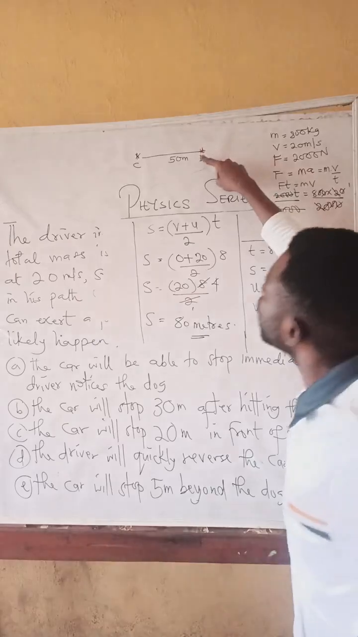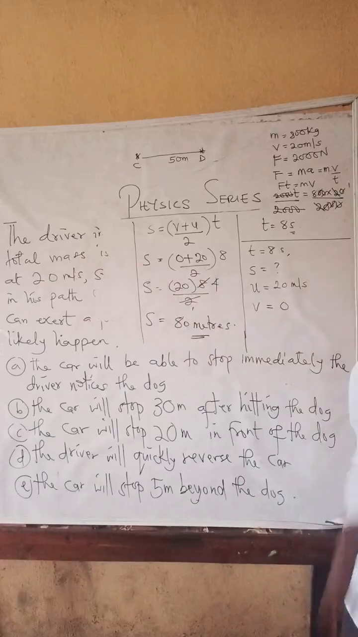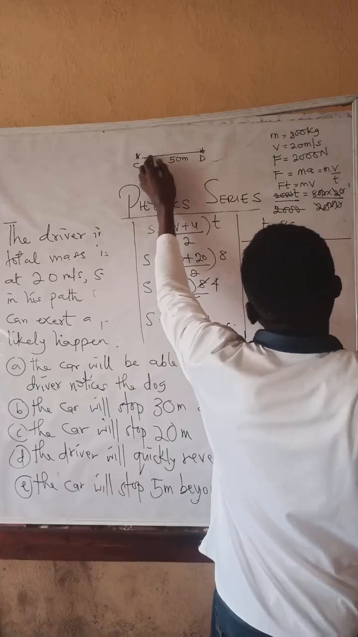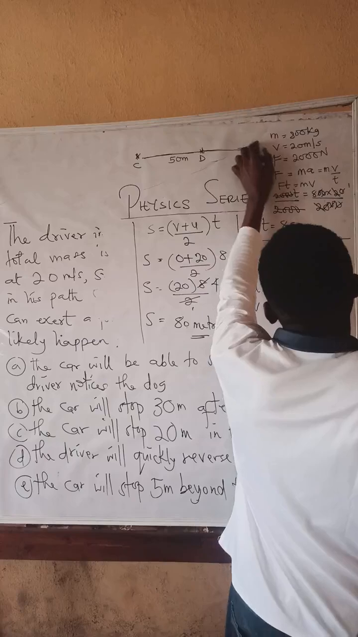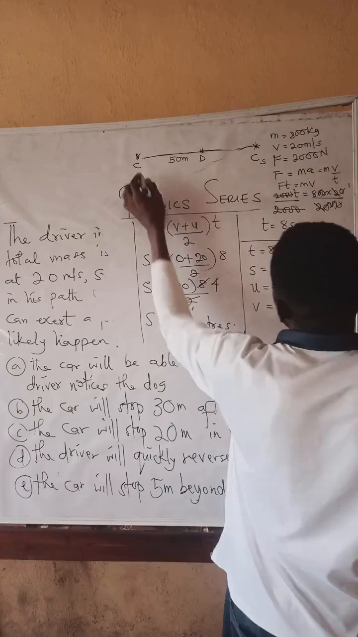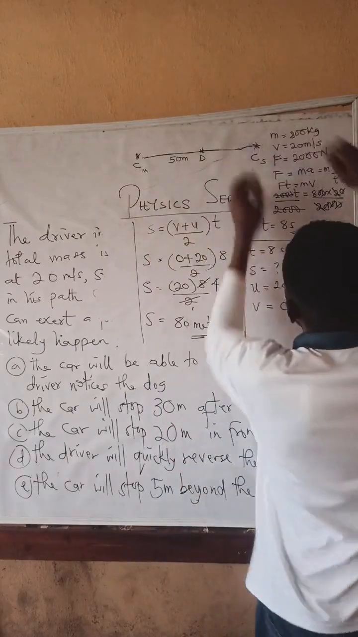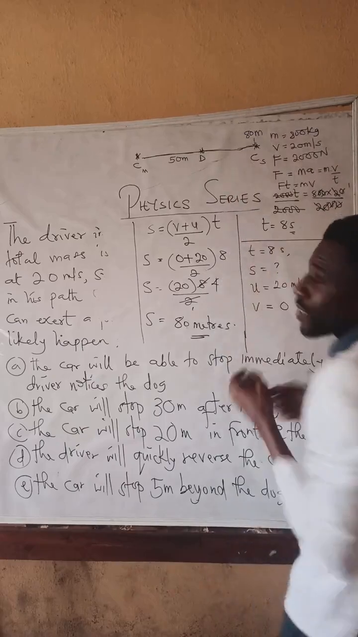And we are told that a dog is 50 meters away from the car. What does that tell you? It means that the car will move past these 50 meters. The car can cover how many meters at this point? Is where the car will stop. Let's say the car is moving, okay? So the car will stop at this point, and at this point it would have covered what? 80 meters.